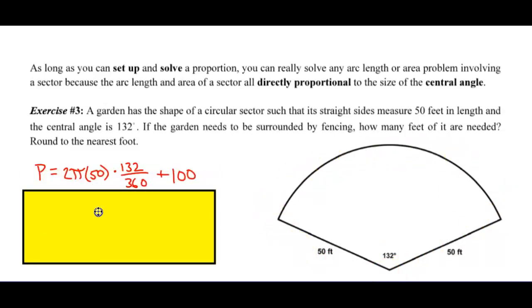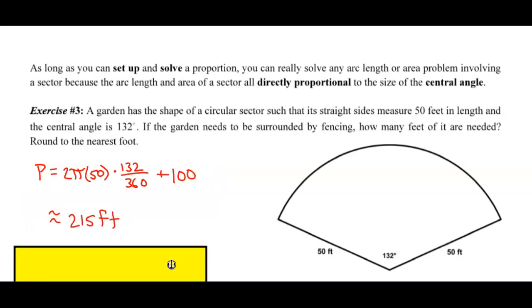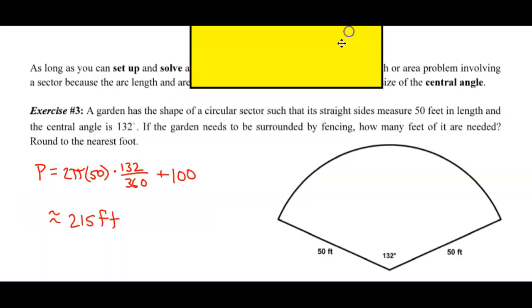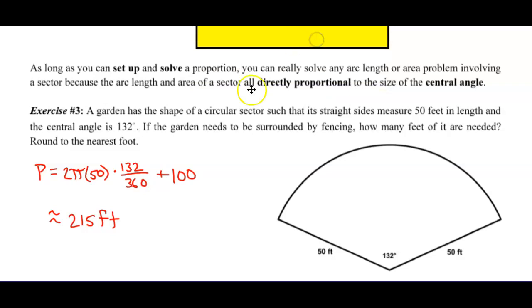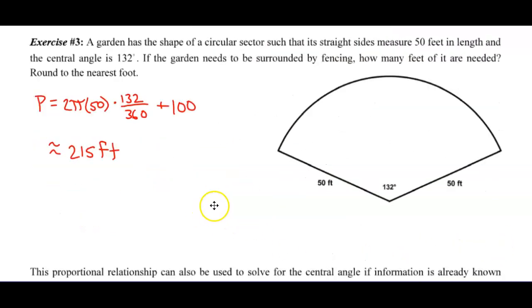The perimeter of this thing is going to be the circumference of the circle times the fraction of the circle that I'm looking at, plus the two straight segments. Those are the components of this perimeter. So it comes out to about 215. If we want to know the perimeter of a sector, it's the same as doing an arc length. You just have to make sure you add on the two radii.